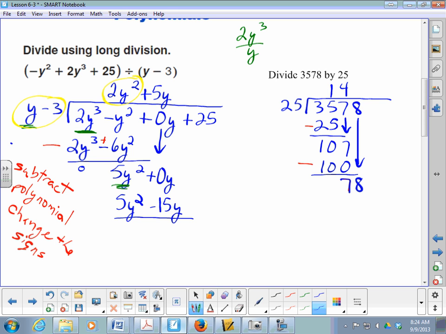And then just like we subtracted the 100, we're going to subtract here. And when we subtract a polynomial, we change the signs. So this becomes negative, and that one becomes positive. So we get 0. 0 plus 15 is 15y, and then we bring down 25.